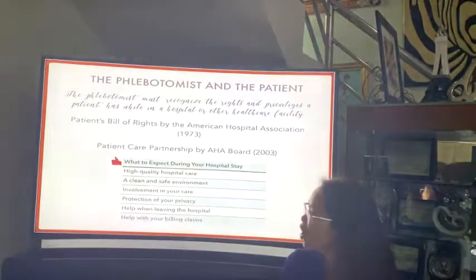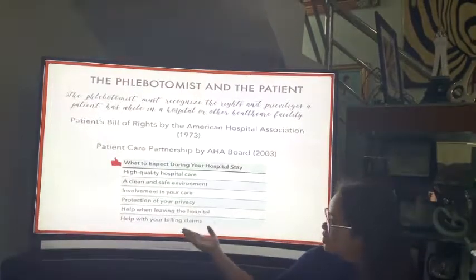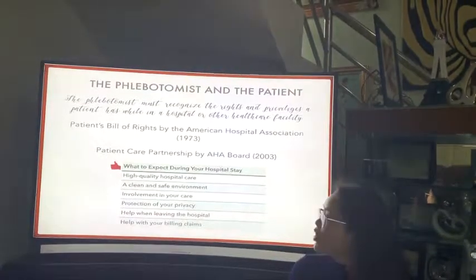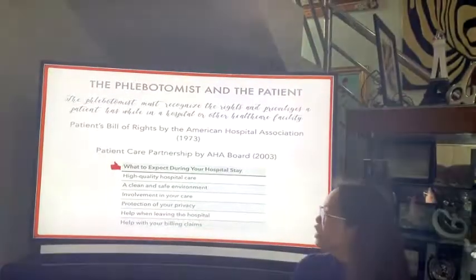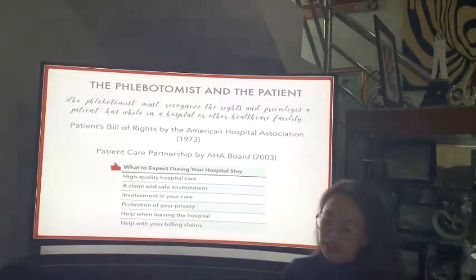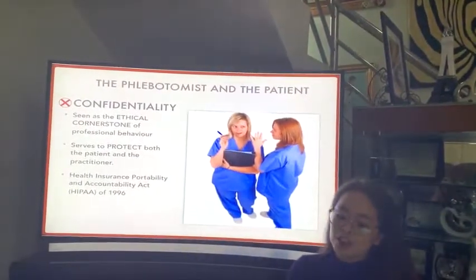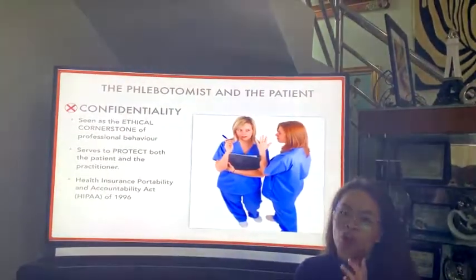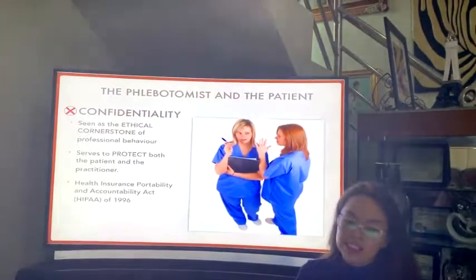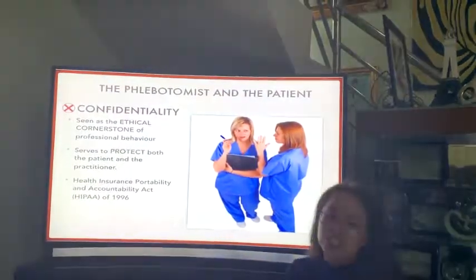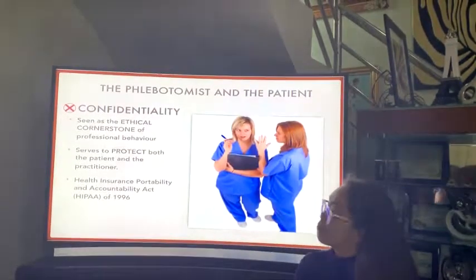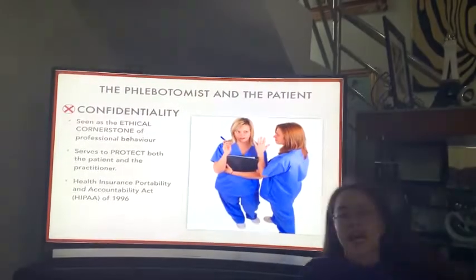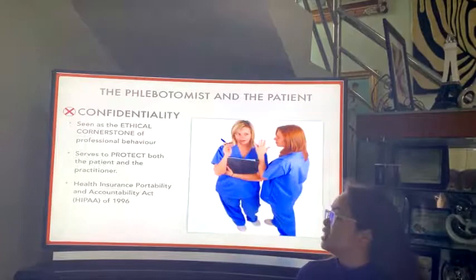So first of all, we all know we need to have high quality hospital care, a clean and safe environment as well, involvement in your care, protection of your privacy, help when leaving the hospital, and help with your billing claims. So, the phlebotomist and the patient. Confidentiality is very, very important for our part and for the patient's part, seen as the ethical cornerstone of professional behavior, serving to protect both the patient and the practitioner. Health Insurance Portability and Accountability Act, HIPAA Act of 1996.